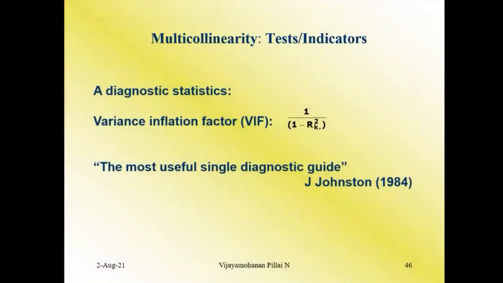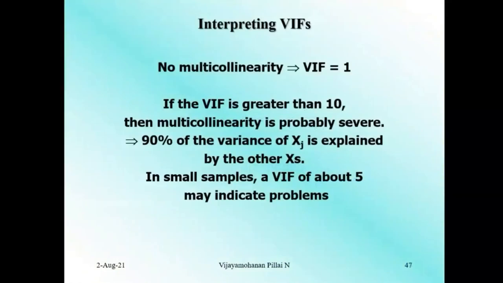Now, for the indicators for multicollinearity, I am reporting two indicators. One said to be the most useful single diagnostic guide by J. Johnston in his textbook on econometrics is the variance inflation factor. I'm not going into the details of this because we don't have time. But in most of the packages, we get the variance inflation factor. How do we interpret that variance inflation factor?